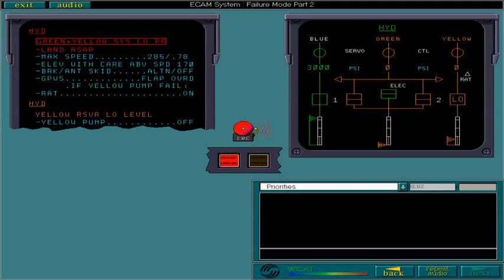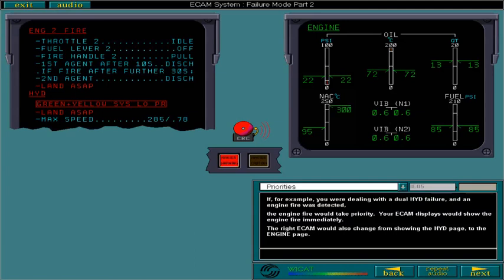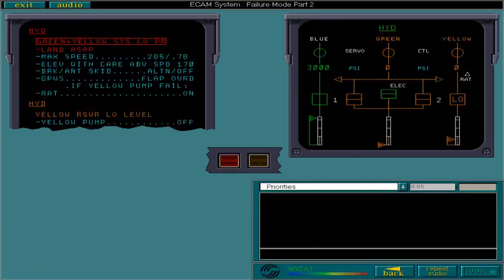Even with emergency, level 3 failures, there is a priority order. If, for example, you were dealing with a dual hydraulic failure and an engine fire was detected, the engine fire would take priority. Your ECAM displays would show the engine fire immediately. The right ECAM would also change from showing the hydraulic page to the engine page. Once you've dealt with the engine 1 fire and pressed the clear push button, the ECAM displays would automatically return to the hydraulic page.